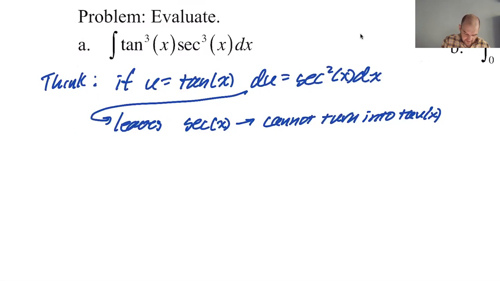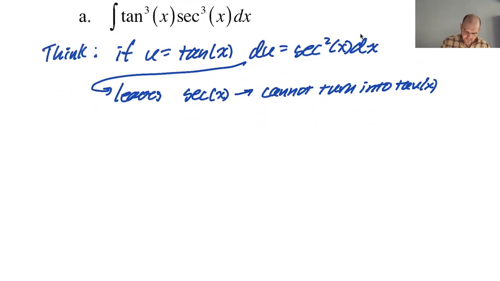So this is what I would think. That would be my first thought. If u is equal to tangent, then du is secant squared. It leaves me with a secant, and I can't turn that into tangents. So this isn't really a good way to go. So then I would switch over, and I would say, well, what if u is equal to secant of x? It's really the only other choice.